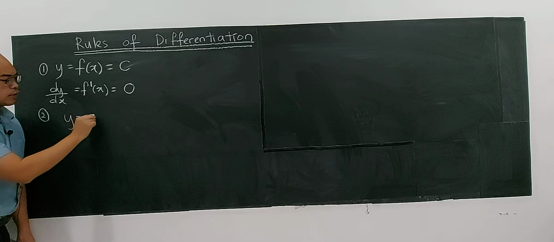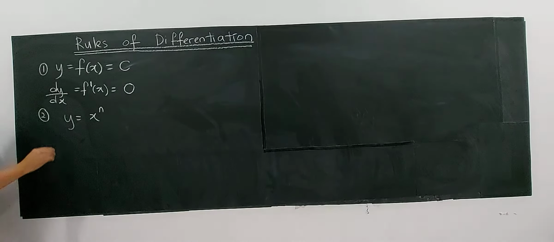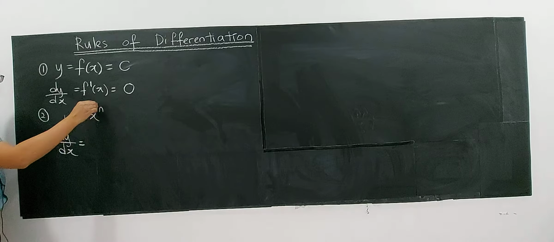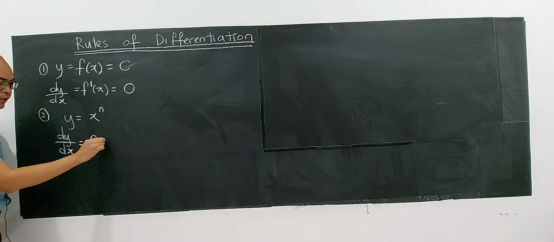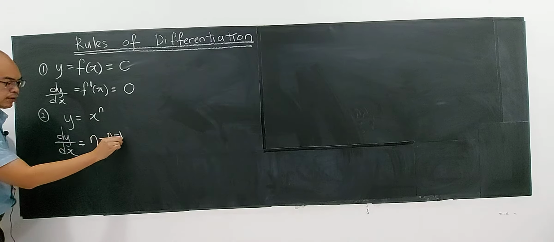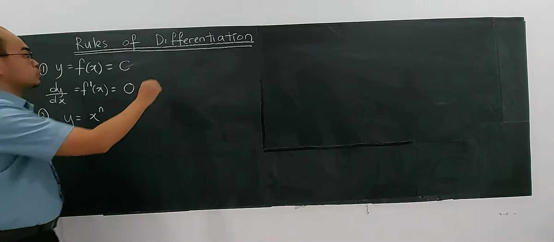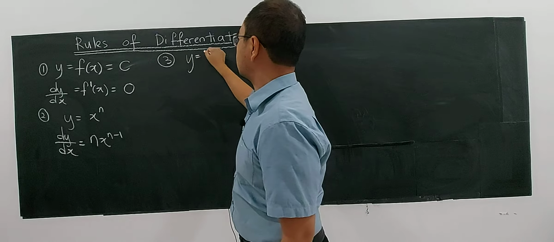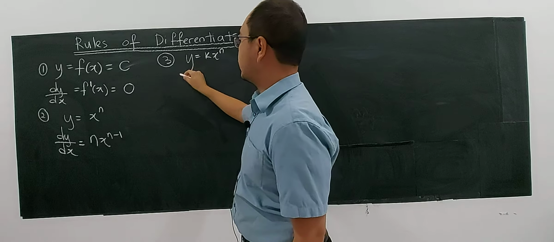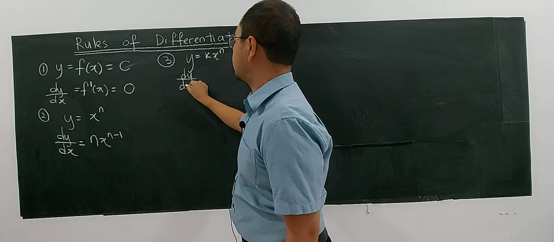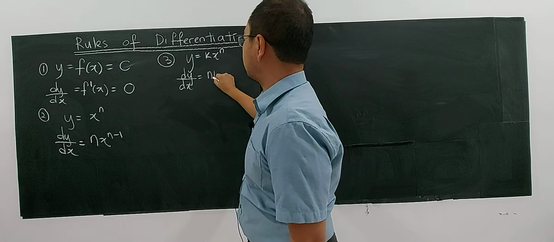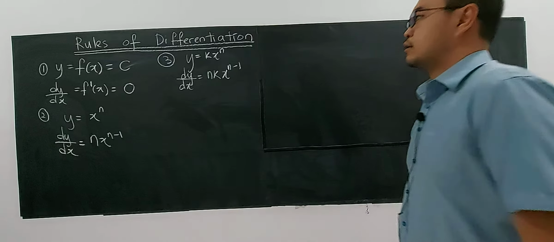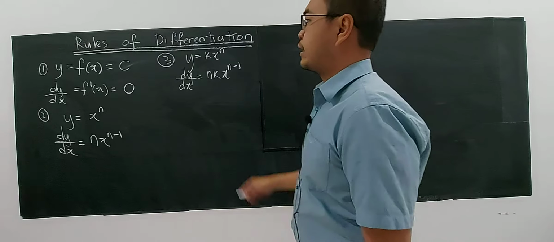Let's say you have y equals x to the power of n. To differentiate x power of n, where n is a power, you have to bring down the power, and the n you subtract by 1, right? So this is another basic rule. For example, if you have y equals kx power of n, it's the same thing. So dy dx, you bring down the n, multiply with the kx, and the n you subtract with 1, right? So this is the basic rules.